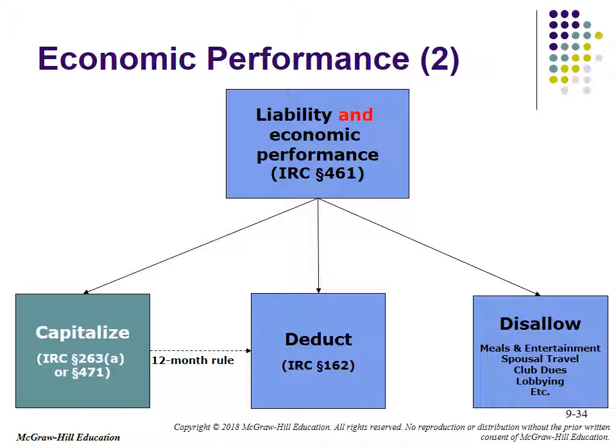If the expenses we're talking about need to be capitalized, then some may be deductible under the 12-month rule, as we discussed. Some may need to be depreciated. And then there are certain amounts we pay under these rules that are never deductible. Two of them that are in this flow chart are spousal travel. So if your spouse travels with you while you're on business, that is not deductible.